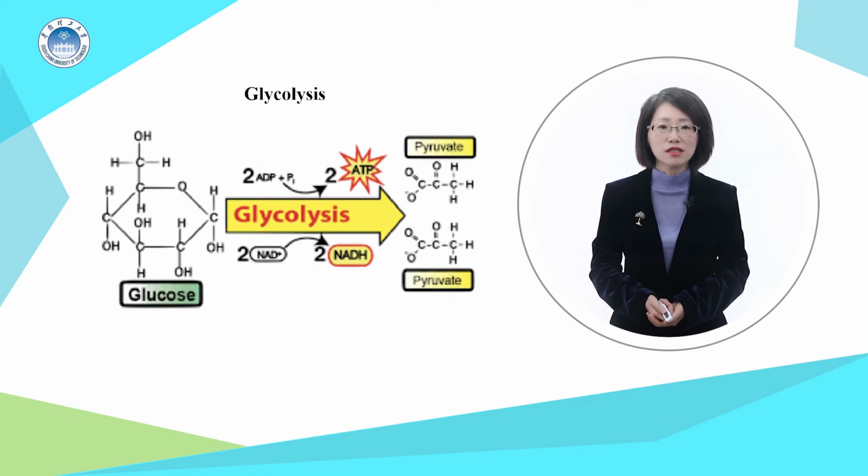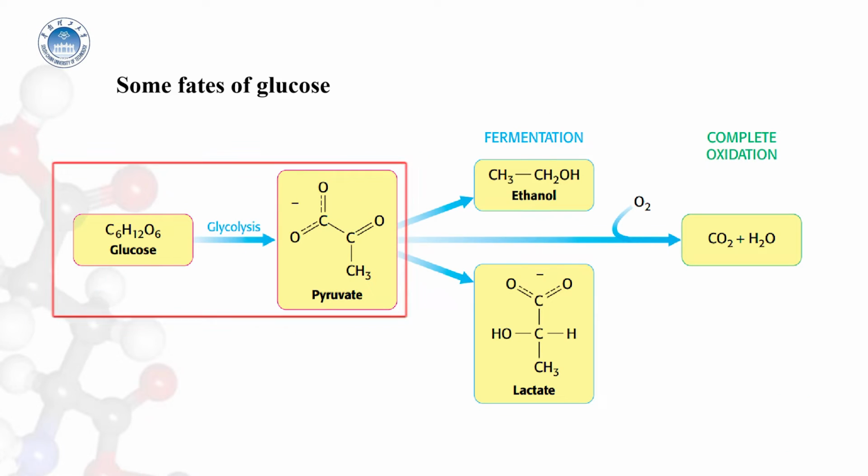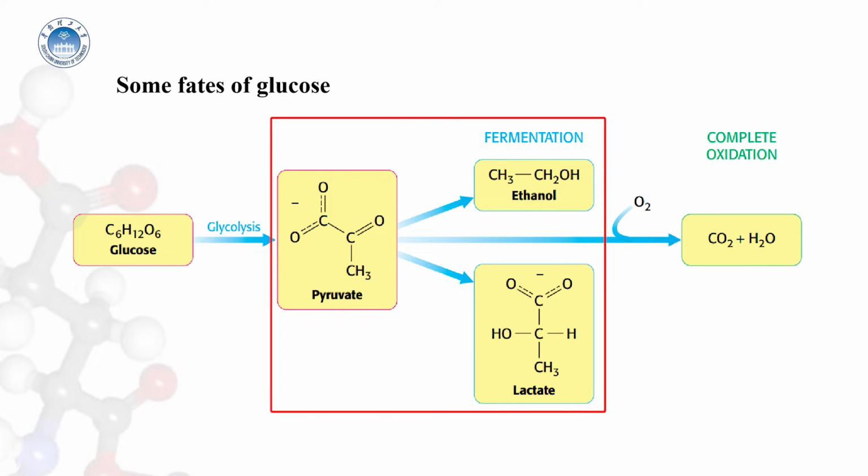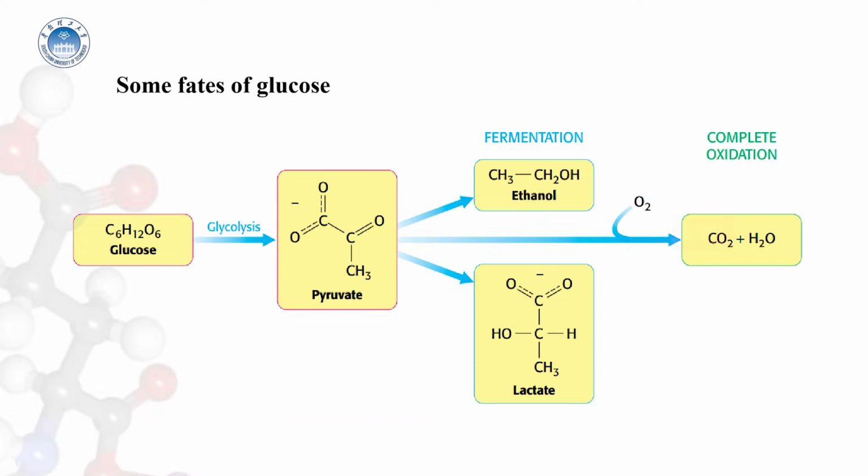Glycolysis is the sequence of reactions that metabolizes one molecule of glucose to two molecules of pyruvate with the concomitant net production of two molecules of ATP. Pyruvate can be further processed anaerobically to lactate or ethanol. Under aerobic conditions, pyruvate can be completely oxidized to carbon dioxide, generating much more ATP.